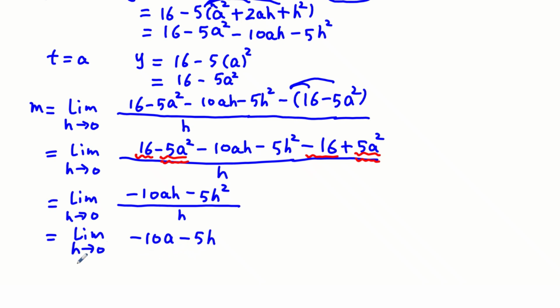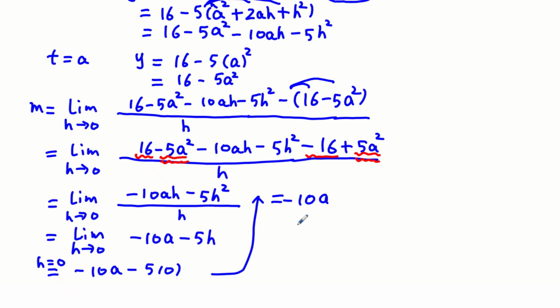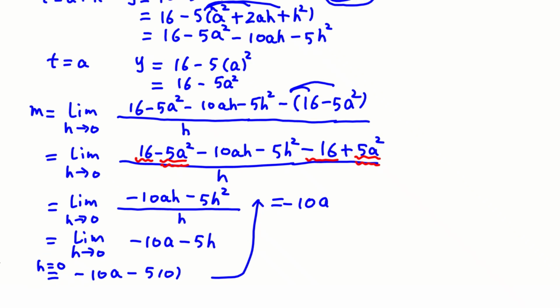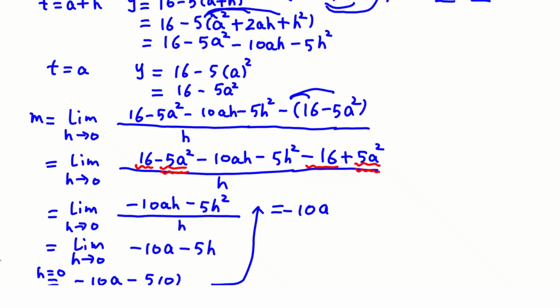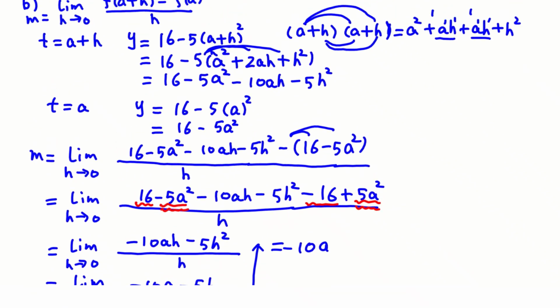We could sub the h value into this expression. So we have negative 10a minus 5 times 0. Then we have equals negative 10 times a. Minus 0 is negative 10 times a. So this is the slope of tangent at x equals a.